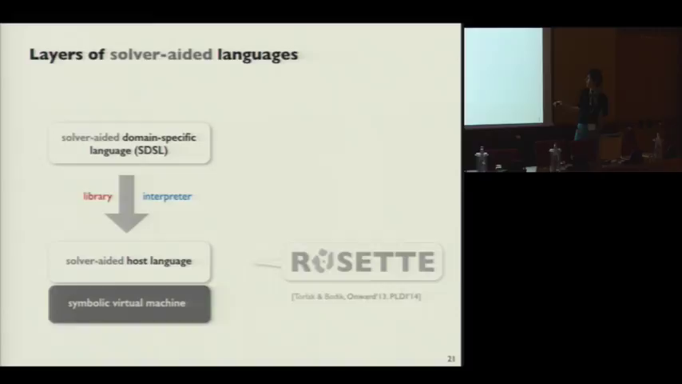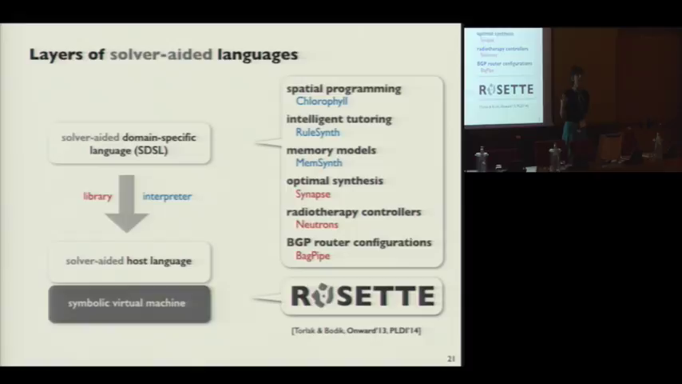I will talk about one particular host language. Since I developed Rosette, there actually have been a few more, but I will talk about Rosette and give you some ideas of what it has been used for, what you can use these ideas for. Here are some words on the slide. I'm not going to go through them in detail now, but I will come back to some of these applications at the end. But as you can see, it's a very wide range of domains.